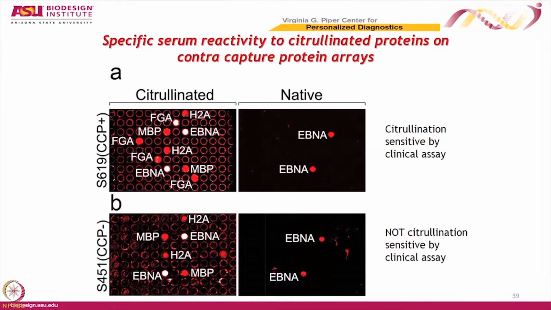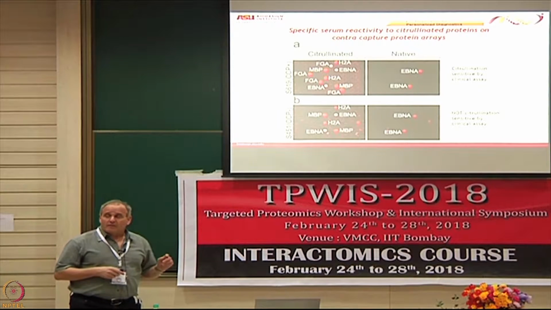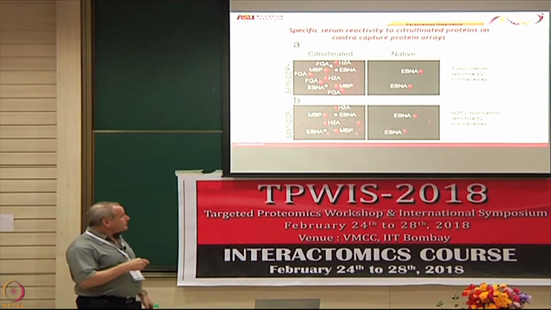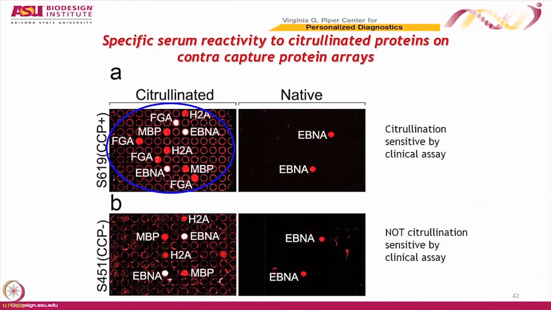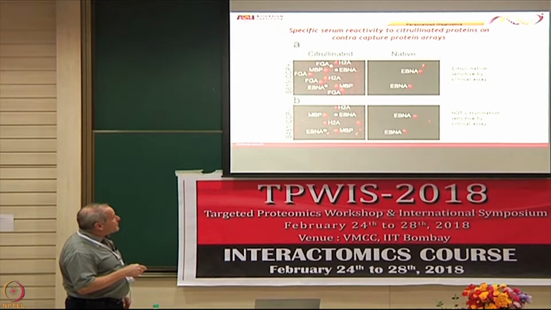Here's some NAPPA arrays. Here, remember I mentioned the citrullination? Here we've either citrullinated the array or we did not citrullinate the array. And here's a patient's blood. This is a patient who happens to have rheumatoid arthritis. In the case of rheumatoid arthritis, patients make antibodies against citrulline. And you can see that this patient has all these antibodies to citrullinated proteins, but does not recognize the proteins when they're not citrullinated.